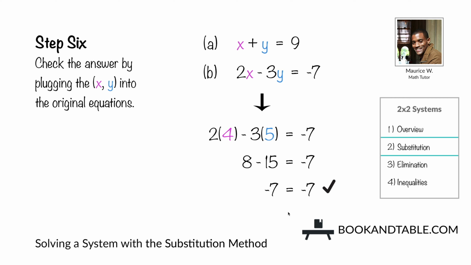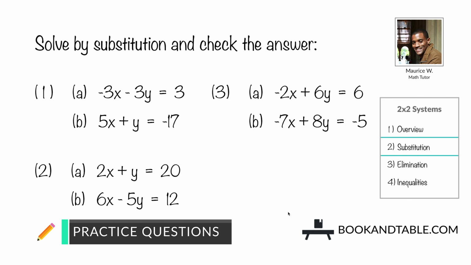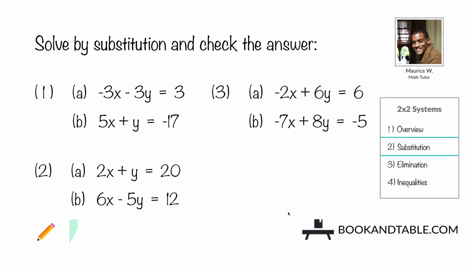So that is how you go about solving a system with the substitution method. Let's now have you complete a few practice questions. Solve by substitution and check the answer. Question number 1. Equation A, negative 3x minus 3y is equal to 3. And equation B, 5x plus y is equal to negative 17.